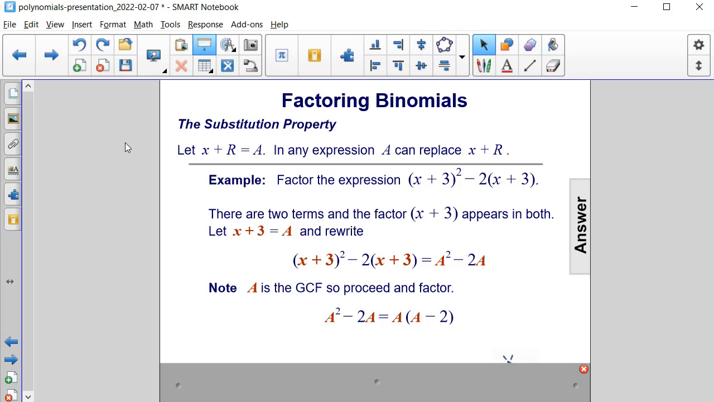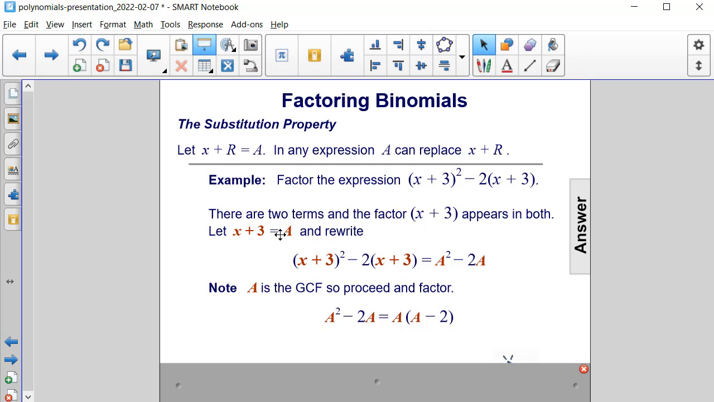We can also factor binomials using what's known as the substitution property. Let x plus r equal capital A. In any expression, A can replace x plus r. So here's an example. We're going to factor this expression: (x plus 3) squared minus 2 times (x plus 3). Notice that both of these terms have a factor of x plus 3 in both of them.